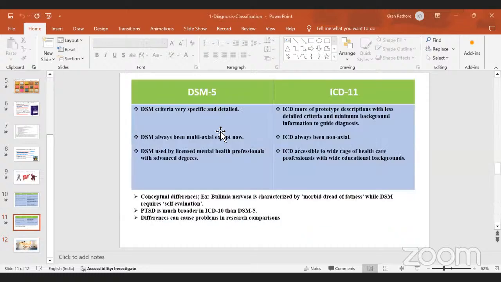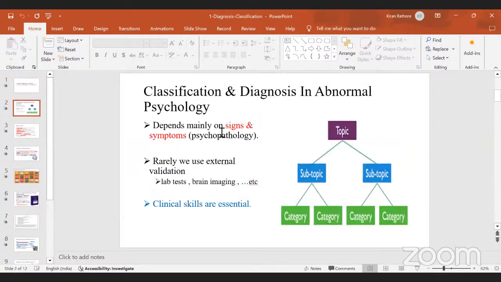For physical illnesses, you would usually use lab tests, brain imaging, all those tests. But we don't have that external validation. So our classification system for mental disorders is based on psychopathology. Psychopathology means signs and symptoms. So that is the criteria we use, signs and symptoms, and also the duration.